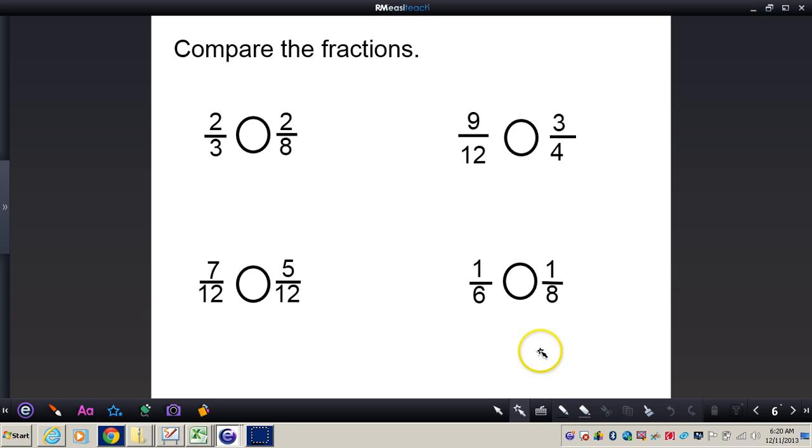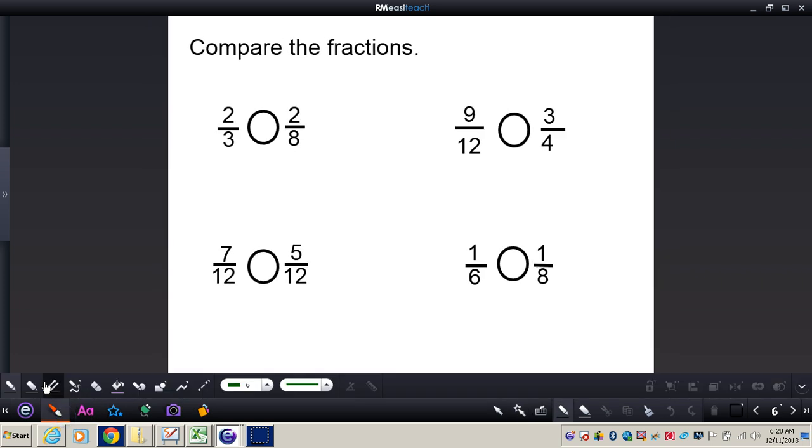Now what we're going to do is take a look at a couple of these problems, and we'll do some of these problems together. Just follow along as I do these first couple. So I have 2/3 and 2/8. If I remember one of my key tips, if the numerators are the same, the fraction with the smaller denominator will be the greater fraction.